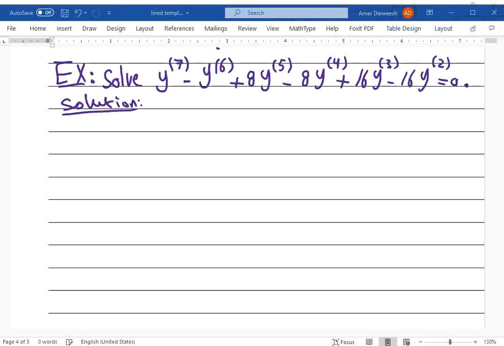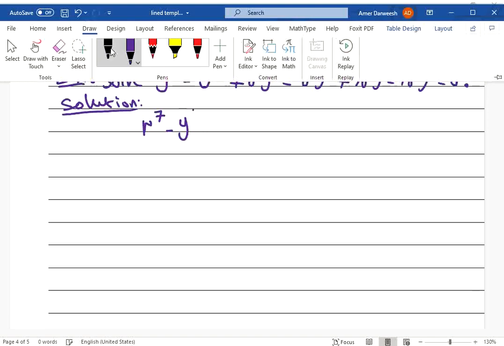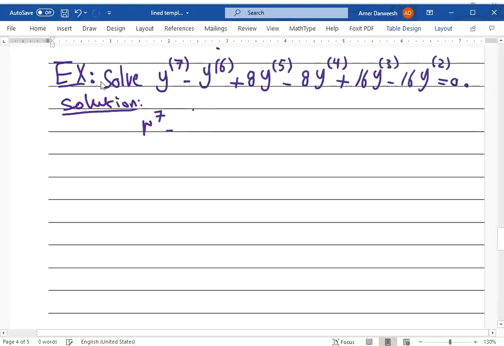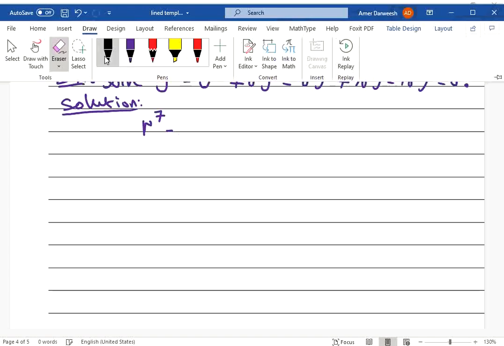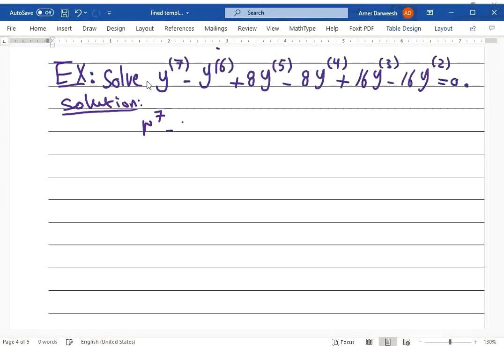The auxiliary equation now takes the form y to the 7 minus y to the 6, sorry. Now replace y by r. So erasing this, go back to r. So r to the power 7 minus r to the power 6 plus 8r to the power 5 minus 8r to the power 4 plus 16r to the power 3 minus 16r to the power 2 equals 0.